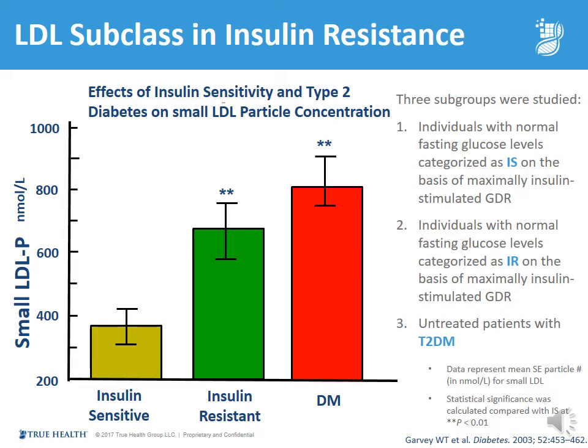Looking at a study done by Garvey, where he wanted to characterize the type of lipoproteins that are present in both insulin resistant and type 2 diabetics, as opposed to those people with normal insulin sensitivity, you can see there's a big jump in the small LDL particle counts as one goes from insulin sensitive to insulin resistant to frank type 2 diabetes.